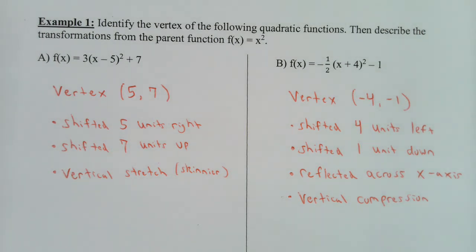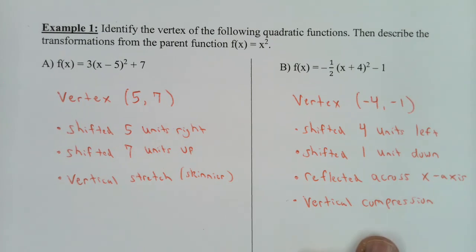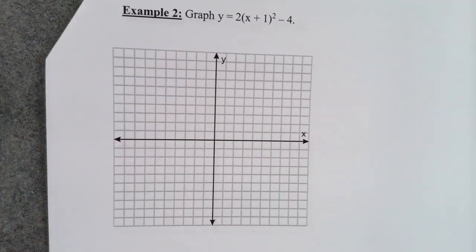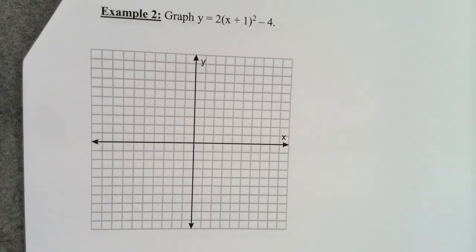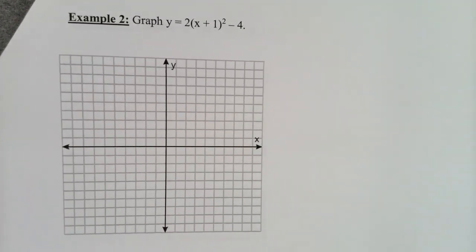Okay, let's move on to page 2, and let's do an example where we actually graph. Now, again, we're graphing in vertex form. So when you're graphing in vertex form, that means you can get the vertex easily. That's why it's called vertex form.